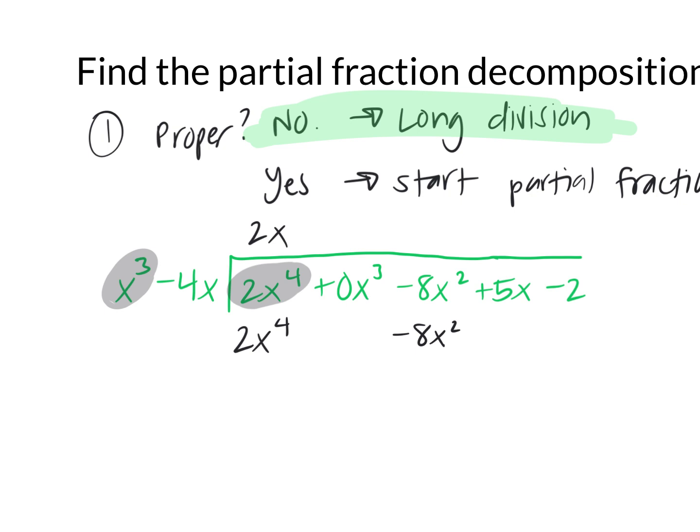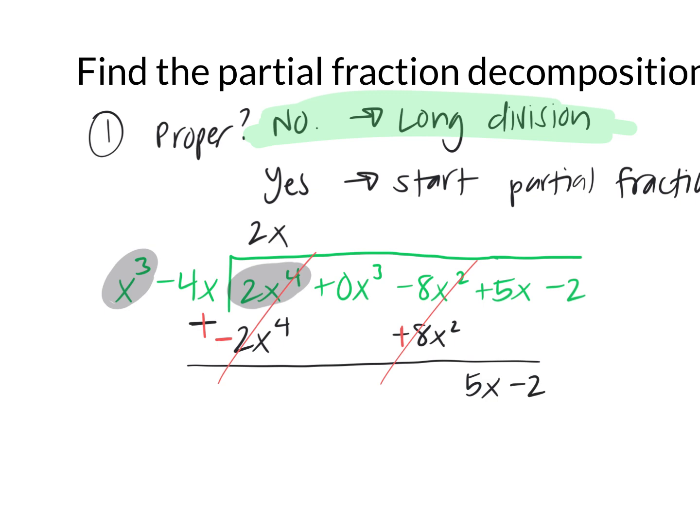Then I'm subtracting this whole quantity. I like to change my signs, so I'm going to change all of these signs here. So now I'm actually adding. When I add, what happens to my terms there? They cancel out. So this goes away, this goes away. I'm left with just 5x minus 2. Now, is there anything I can multiply x cubed by to give me 5x? No. Okay, so we have done the long division.